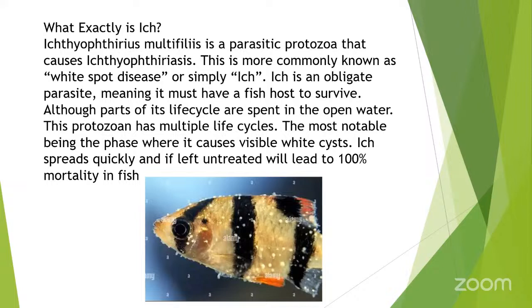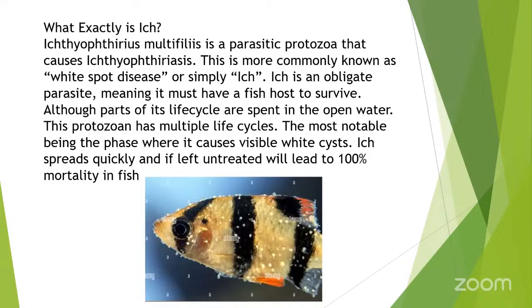Now we are going to discuss another disease, Ichthyophthirius. What exactly is this? This is a parasitic protozoan that causes ichthyophthiriasis. This is more commonly known as white spot disease or simply Ich. So this is an obligate parasite, meaning it must have a fish host to survive.